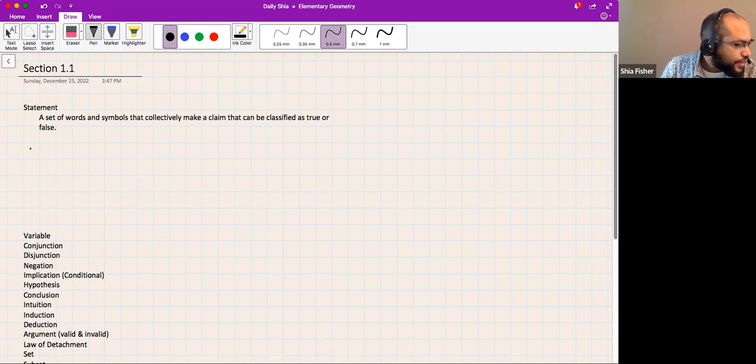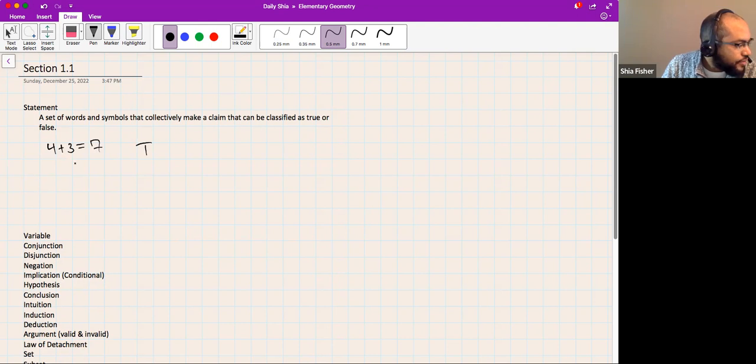Classify each of the following as a true statement, a false statement, or neither. So for example, 4 plus 3 equals 7. The whole thing is a statement, and they want to know, is this true or false? And if you said true, then you would be correct.